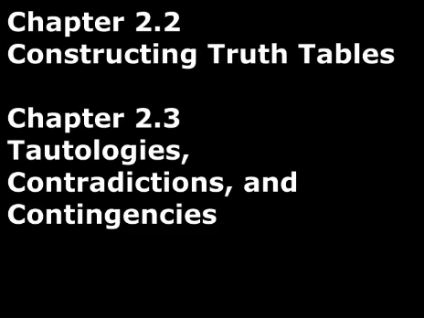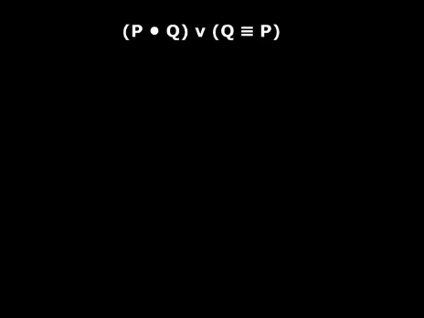In this video, as I said, I'll be discussing Chapter 2, Section 2, which is on constructing truth tables, and then also Chapter 2, Section 3, which is on categorizing statements as either tautologies, contradictions, or contingencies by using truth tables. Okay, so first up, section 2.2, constructing truth tables.